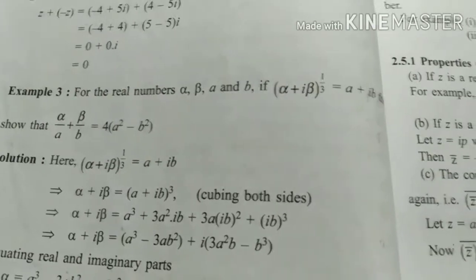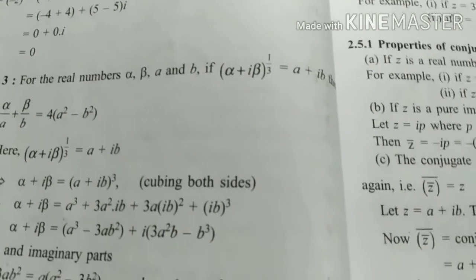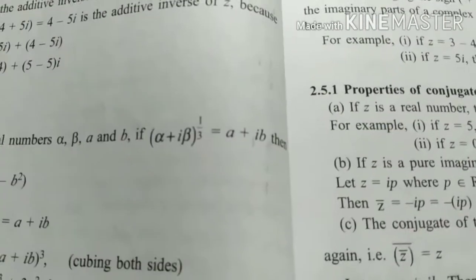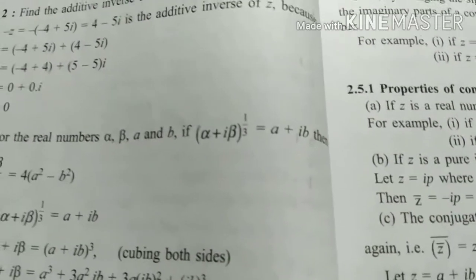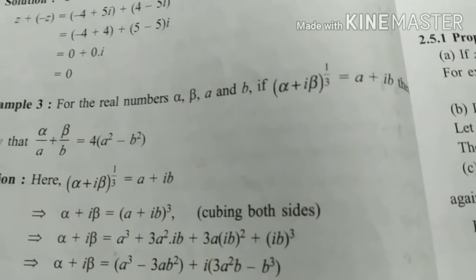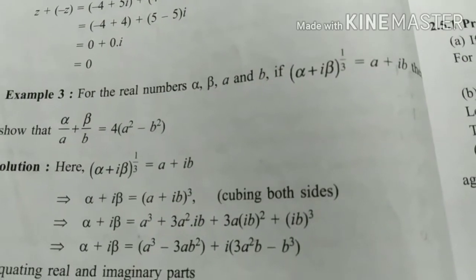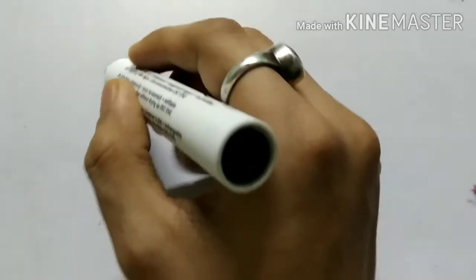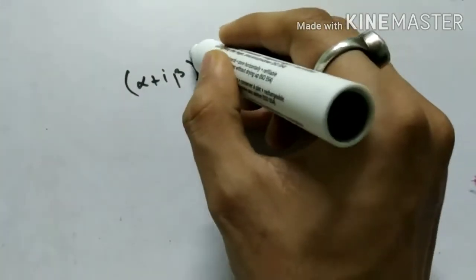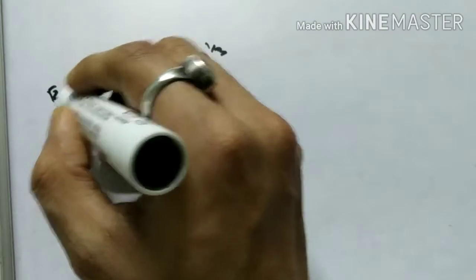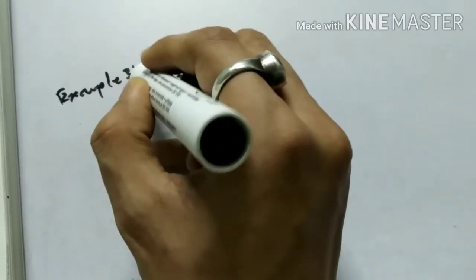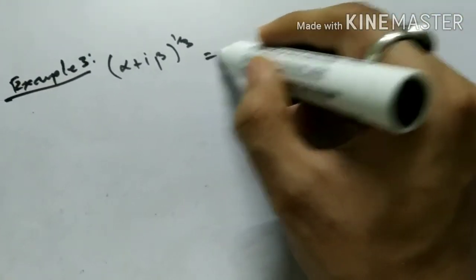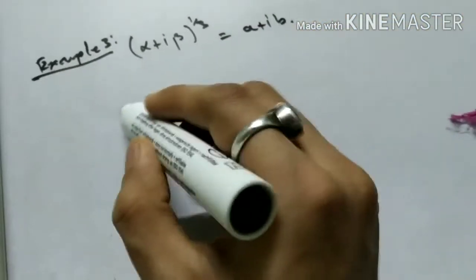Okay. Next you see example 3 here. Example 3: for the real numbers alpha, beta, a and b, if (alpha plus i beta) to the power 1 by 3 is equal to a plus ib, then alpha by a plus beta by b is equal to 4 into (a square minus b square). So here it is given that (alpha plus i beta) to the power 1 by 3 is equal to a plus ib.